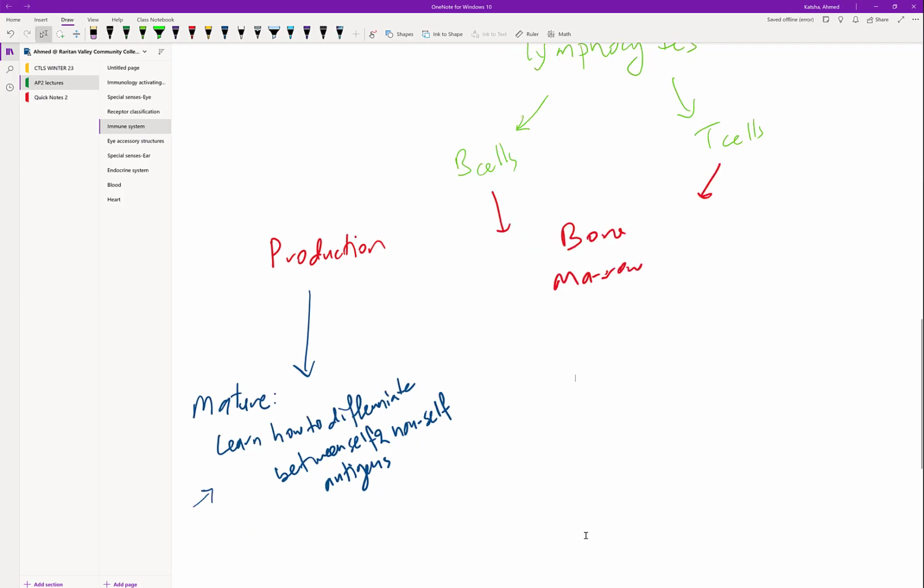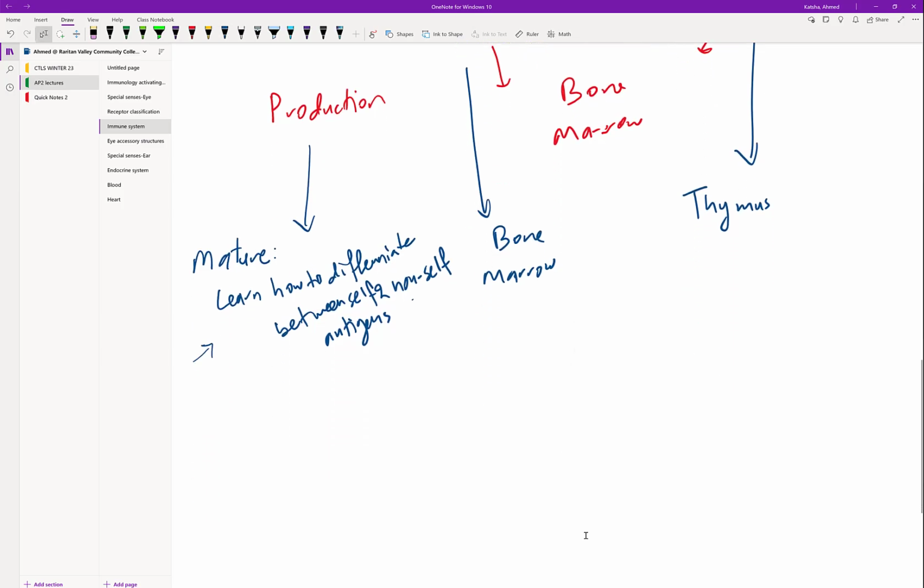For maturation, for the B cells it happens in the same place, in the bone marrow. That is for the B cells. For the T cells, it happens in the thymus. So the T cells need to migrate to the thymus, and there they will start to learn how to recognize self versus non-self. Then the next step after maturation is activation.